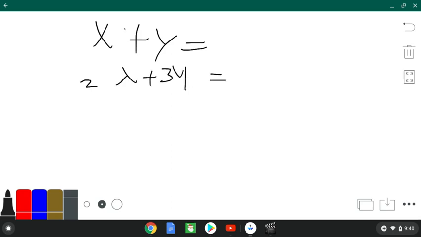So I'm gonna give you this, and if you understand this, please type it in chat. So x plus y equals question mark, 2x plus 3y equals question mark. You know, I'm just gonna do this question tomorrow.